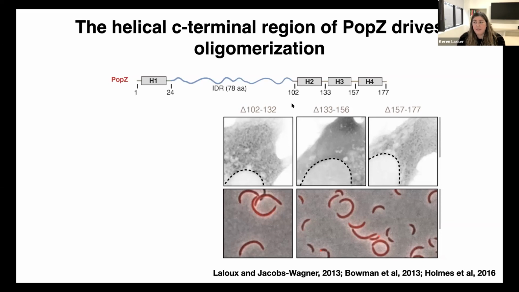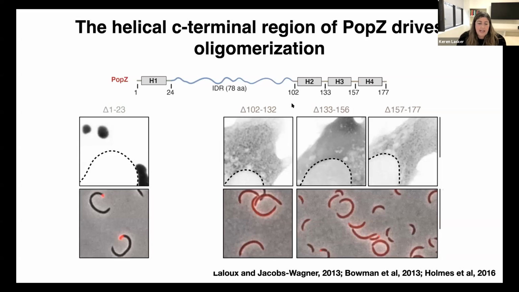And indeed, if you were to delete the C-terminal region of POP-Z, either in Caulobacter or in mammalian cells, you lose POP-Z condensation. So great. Further, deletion of the conserved N-terminal domain does not affect POP-Z condensation, both in Caulobacter and in U2OS cells. In Caulobacter, it would affect the ability of clients to bind. This is not something we're going to cover today.